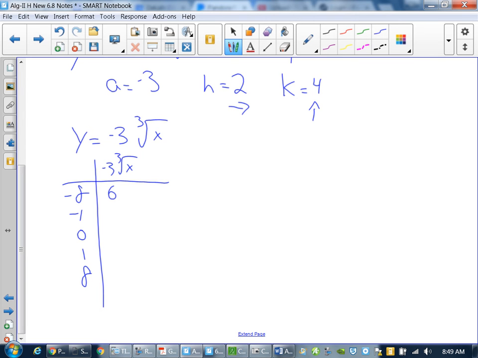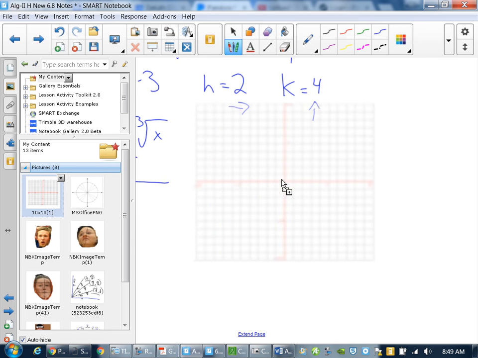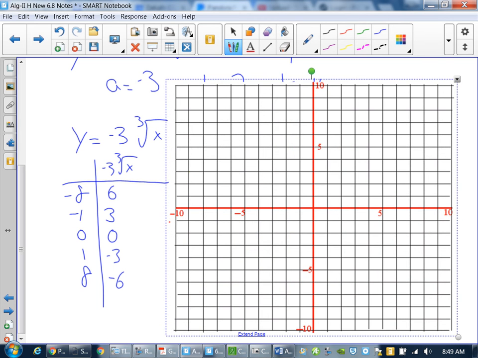cube root of -1 is -1. -1 times -3 is, next one is, and I plot my parent. Notice by that A value being negative, instead of our generic form where it was increasing from left to right, now it's decreasing from left to right because of the reflection of the negative there.